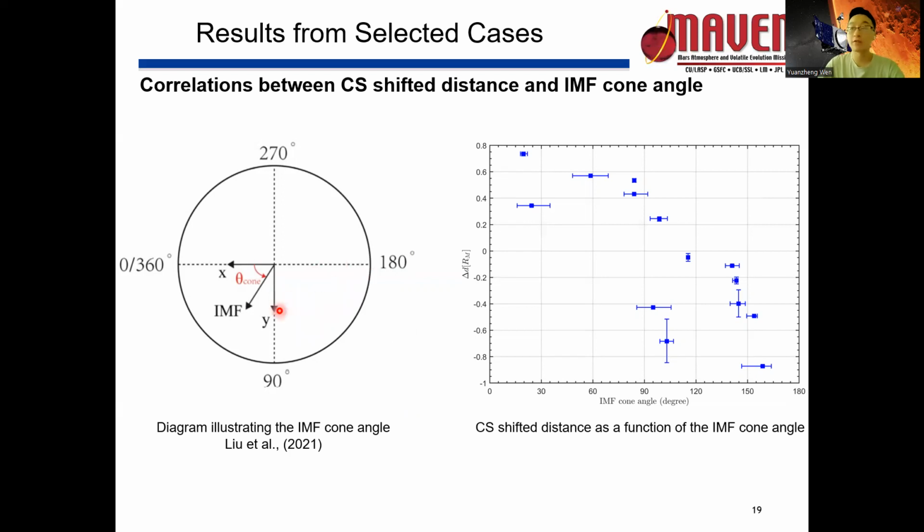And there's a beautiful inverse correlation between the RMF cone angle and the current sheet shift distance. The current sheet would move to the positive side if the cone angle is near 0 degrees, and it moves to the negative side if the RMF is near 180 degrees, while the current sheet would be stable in the middle of the two magnetic lobes if the RMF cone angle is near 90 degrees.